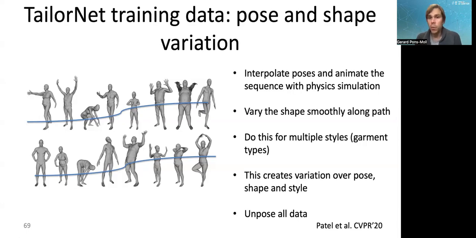And you need to do this for multiple styles, like t-shirts, pants, short pants, long pants, and so on, and also for different variations of the PCA parameters for each of these categories. So this creates a variation over pose, shape, and style. And then once you've obtained all these simulations, you need to unpose the data and learn the model in this unposed space for the same reasons as we did before.